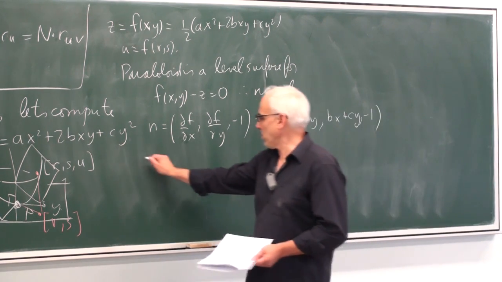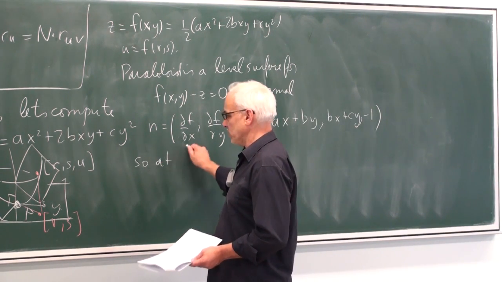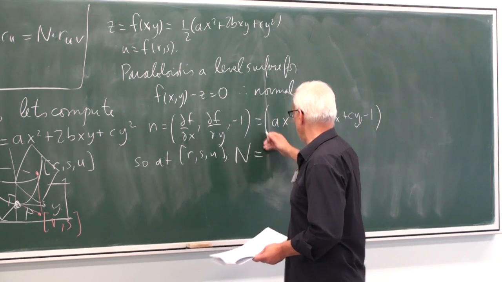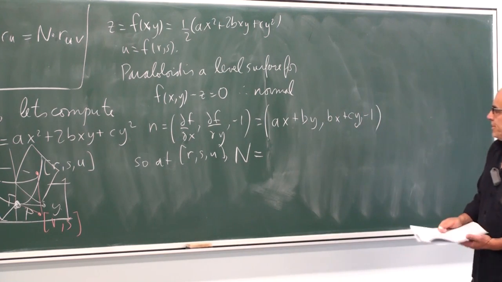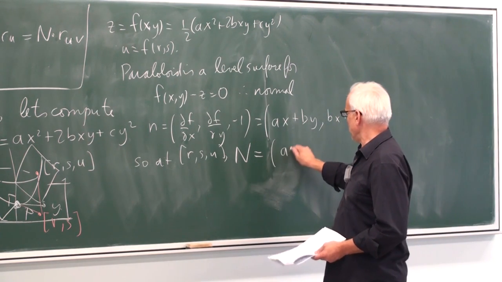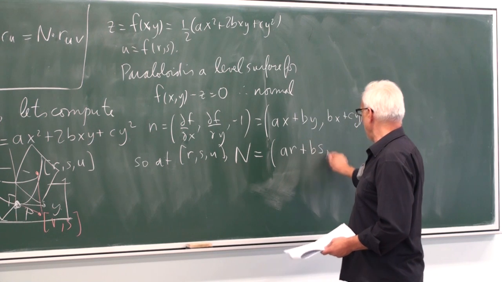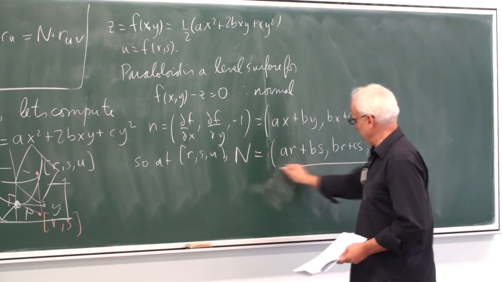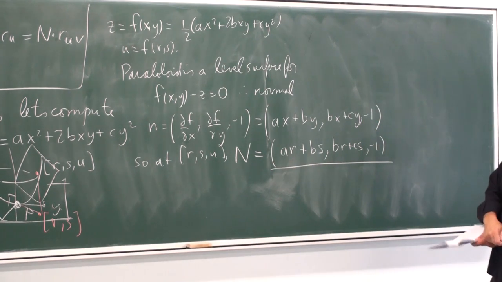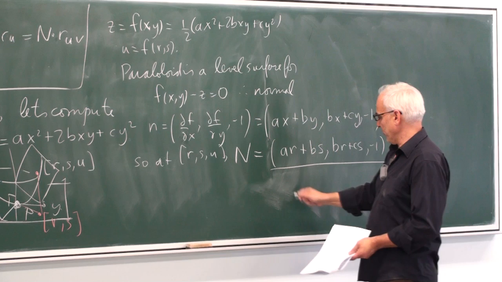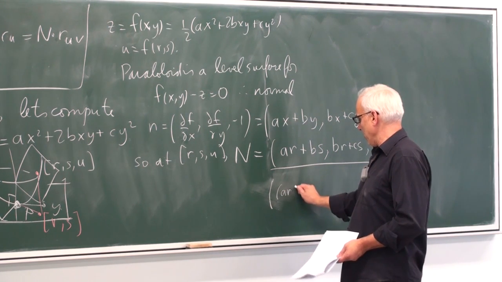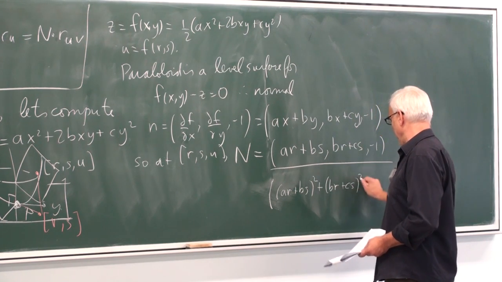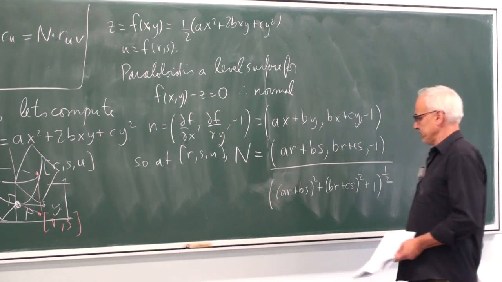So then the unit normal at the point (r, s, u), the unit normal n would be, well, we'll just plug r and s in here: (ar plus bs, br plus cs, minus 1). And then we have to divide by the length of this thing, so ((ar plus bs) squared plus (br plus cs) squared plus 1) all to the half.